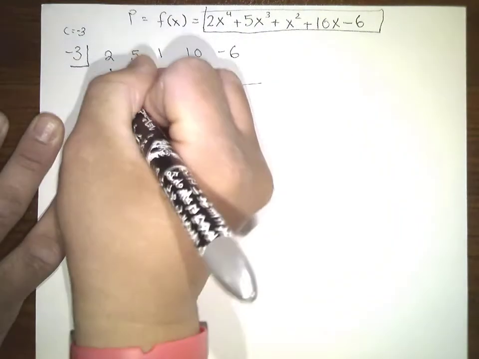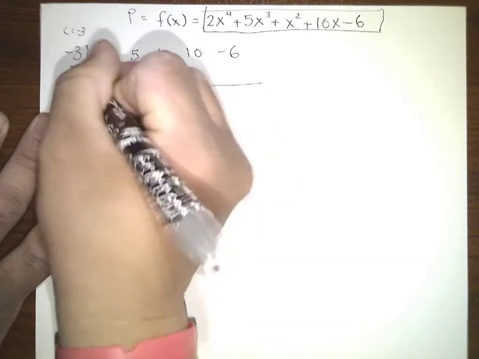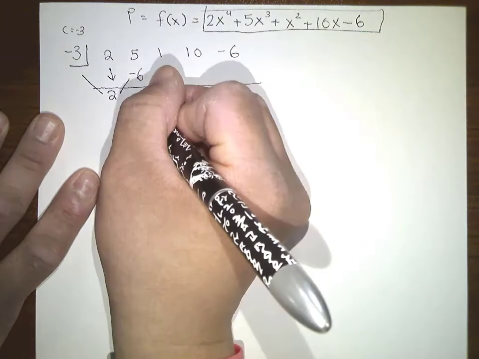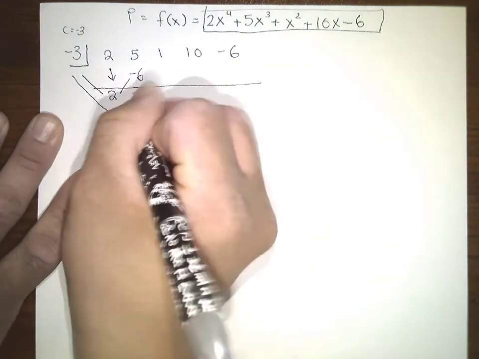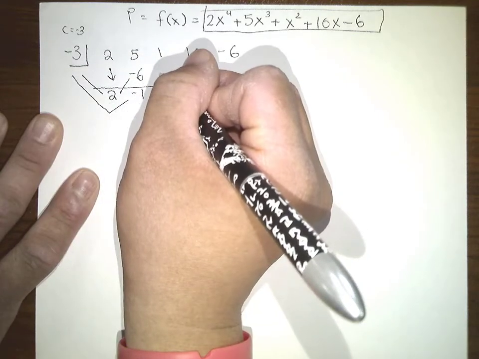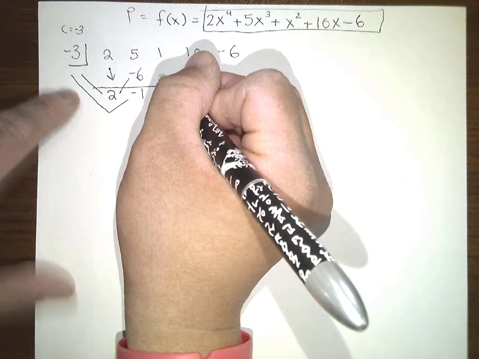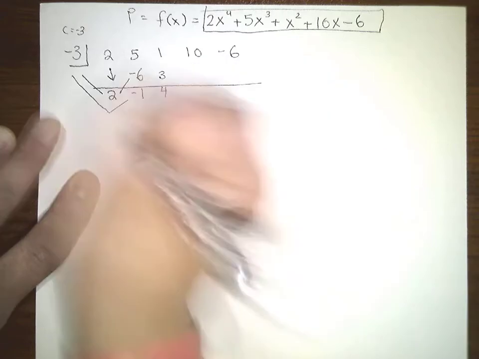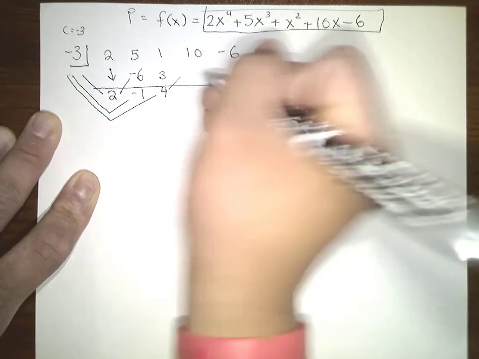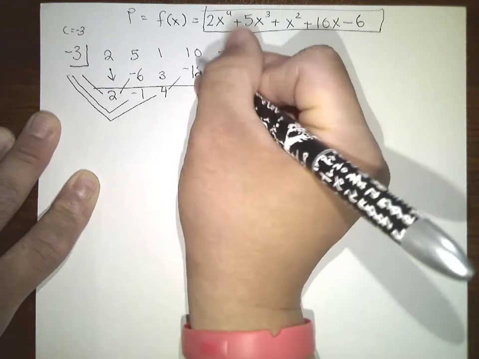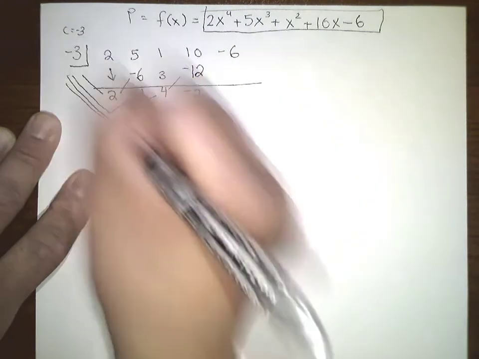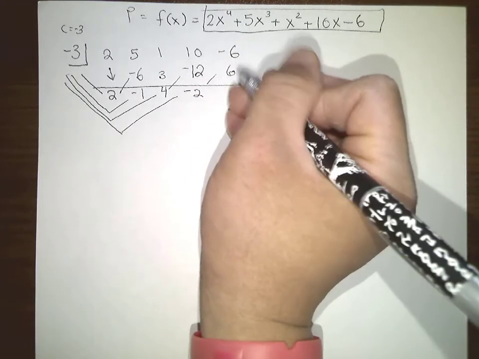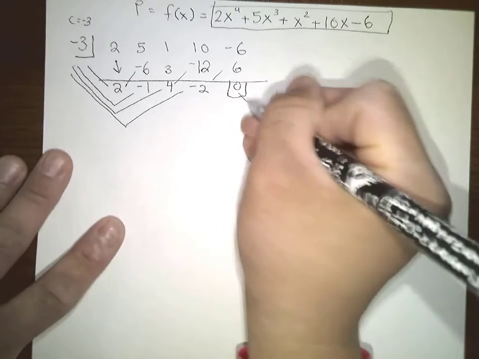Then I'll bring down the 2. All right, so -3 times 2 is -6. And then add 5 minus 6 is -1. Multiply -3 times -1, what is that? That will be 3. And then 1 plus 3 is 4. -3 times 4 is -12. 10 minus 12 is -2. Then -3 times -2 is 6, and -6 plus 6 is 0. So this is the remainder.